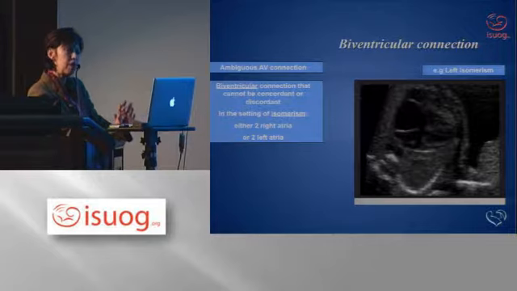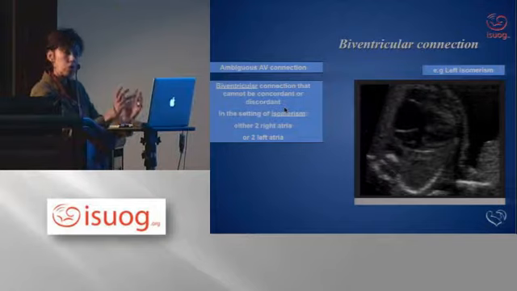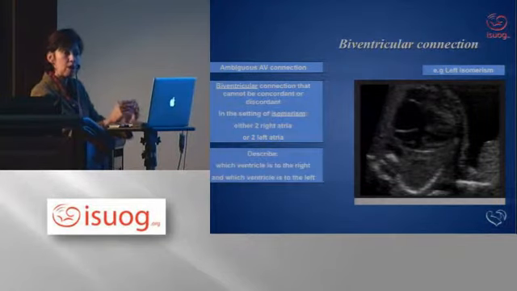In the case when we have isomerism, which are the complicated ones, we don't have a right and a left atrium. We either have two right atria or two left atria, so the connection can't be concordant or discordant. So we just describe it as ambiguous with the two ventricles, and then we just list where the right ventricle is. Is the right ventricle to the right or to the left? So it becomes very easy because you just describe what you're seeing, and then everybody understands what it is.